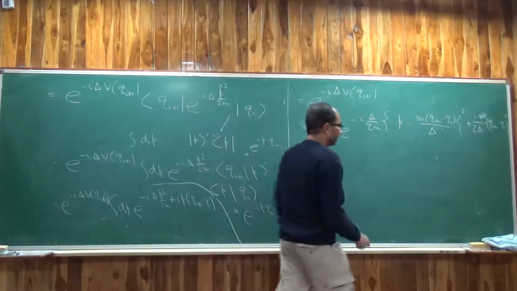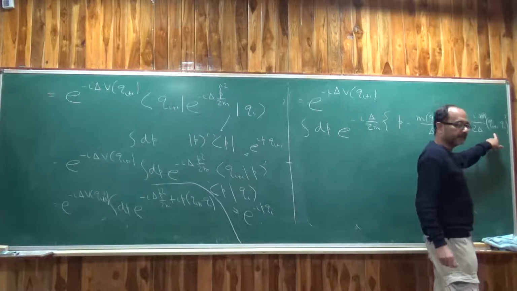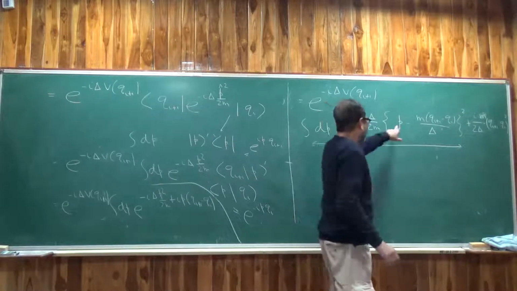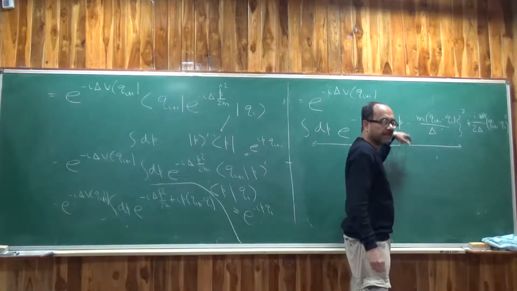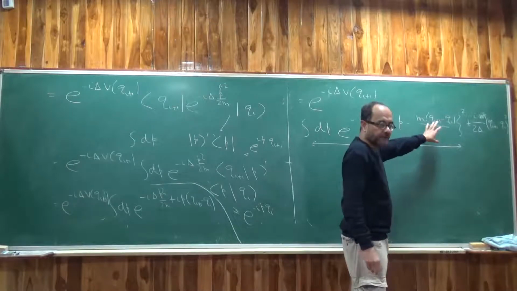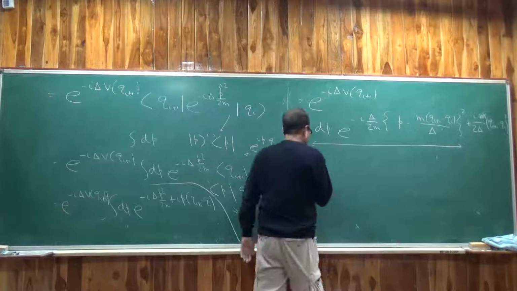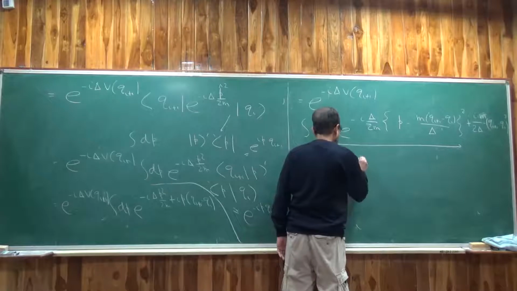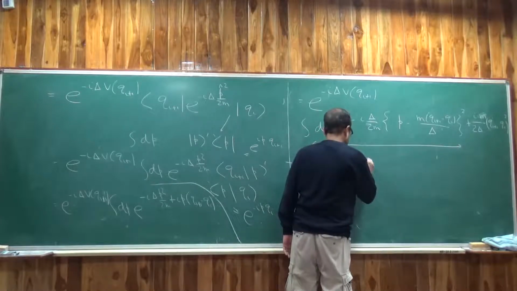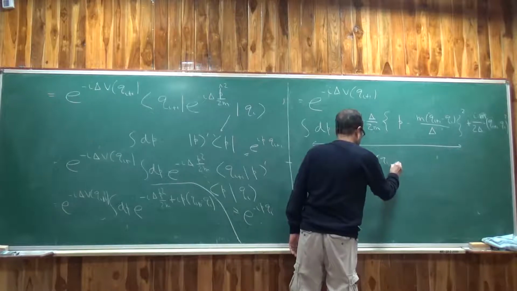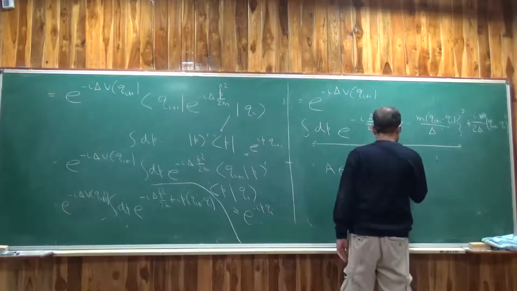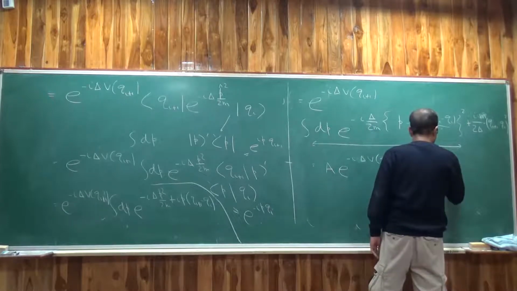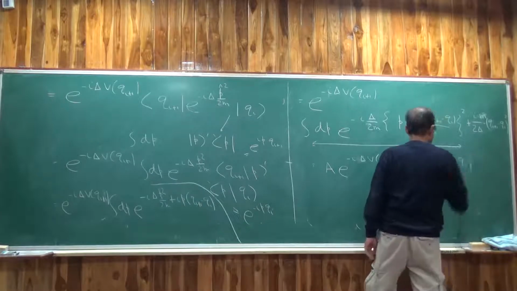Now you see that this integral is independent of q. I can shift the origin, call this p prime, so this becomes something that is independent of q's, just some constant. So I write this as A times e to the power minus i V delta of q i plus 1 plus i m over 2 delta times q i plus 1 minus q i square.